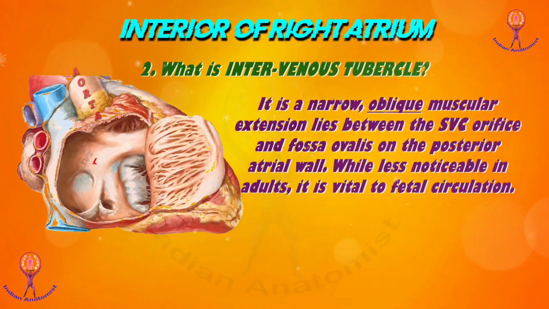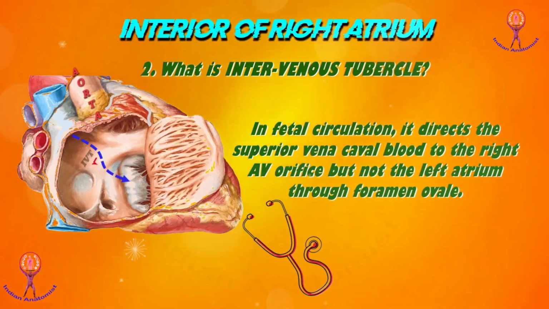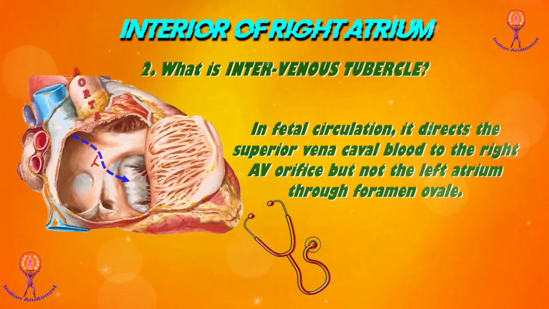While less noticeable in adults, it is vital to fetal circulation. In fetal circulation, it directs the superior vena cava blood to the right AV orifice, but not to the left atrium through the foramen ovale. Dear medicos, in this situation, I want to add some more points regarding the intervenous tubercle.